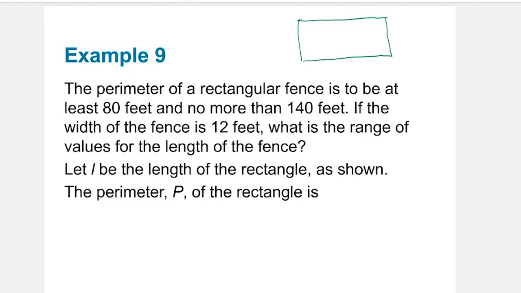And I know the perimeter, so how would I write that? I'll say P is equal to the perimeter. It says it is to be at least 80 feet, so the perimeter has got to be greater than or equal to 80. And it can be no more than 140 feet, so that means it has to be less than or equal to 140. So the perimeter is somewhere between 80 and 140 feet. That's what I get so far from reading the first sentence.